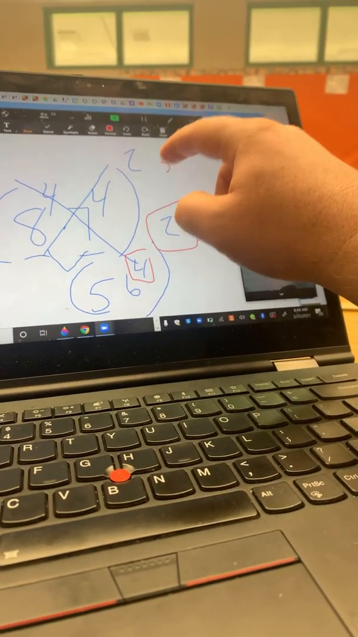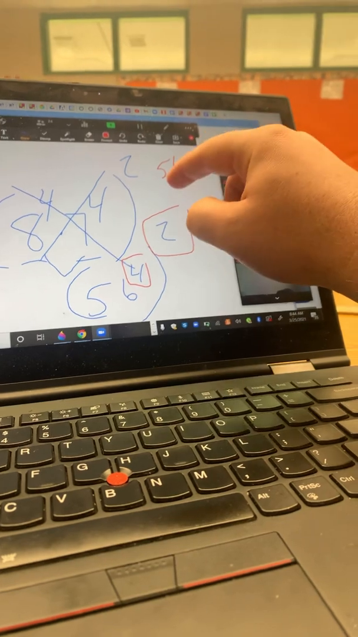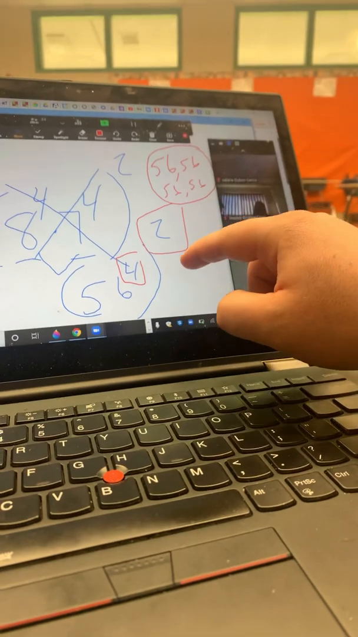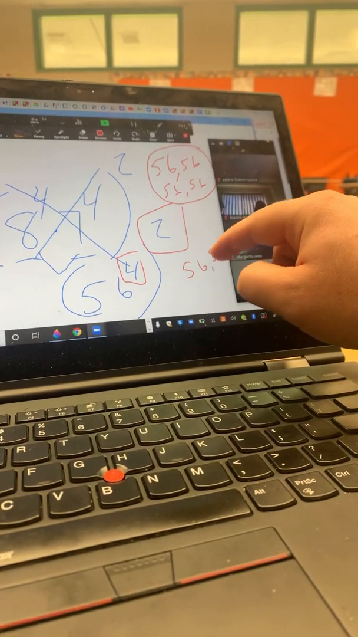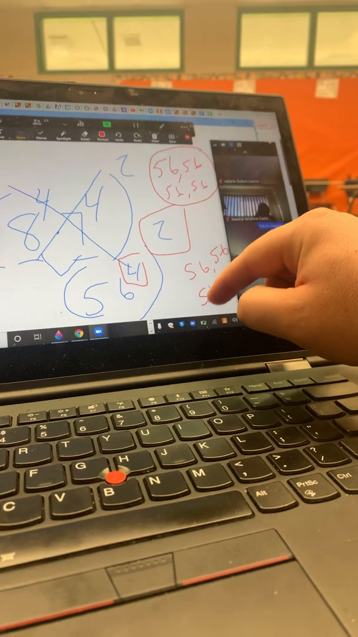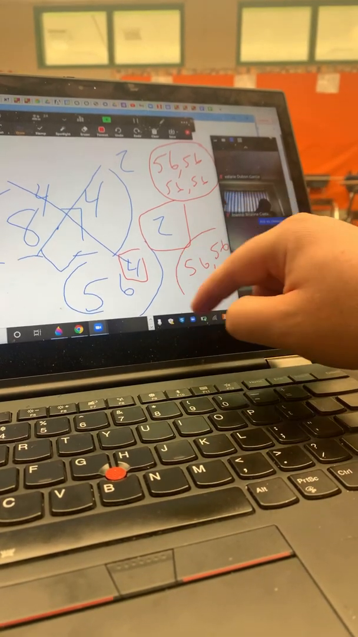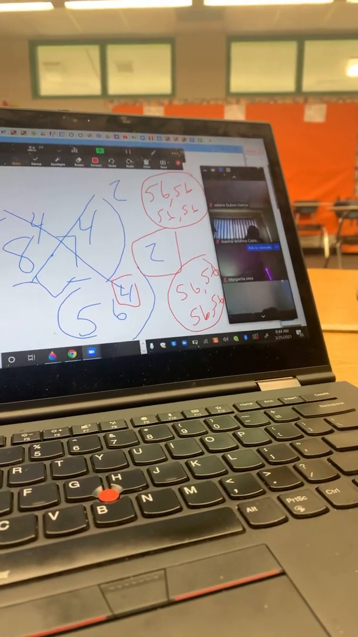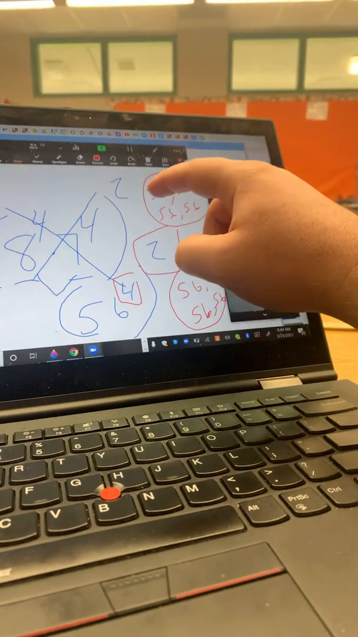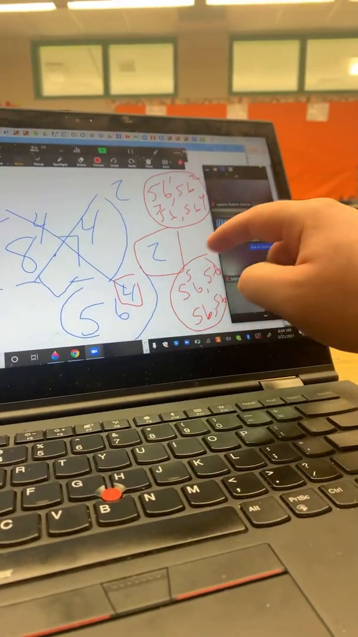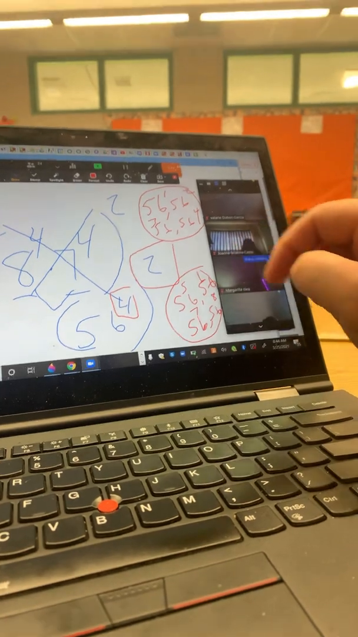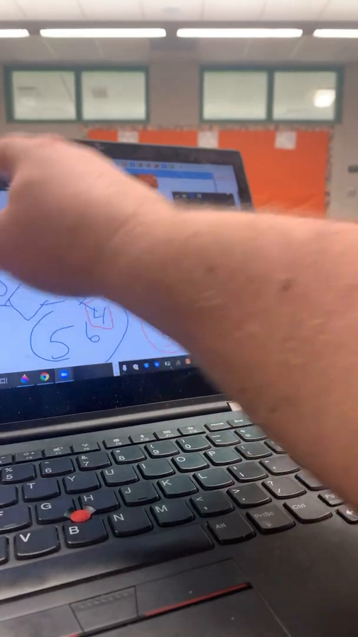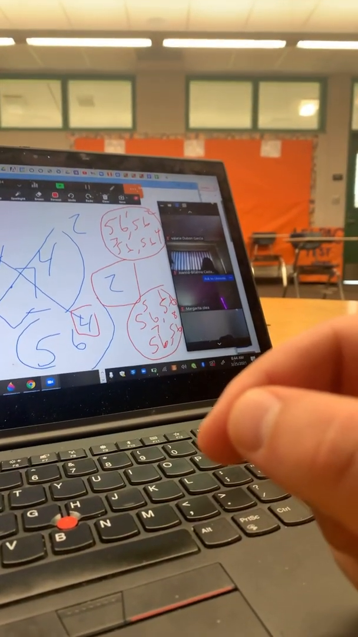So we can do this. 56, 56, 56, 56. Boom, there's one group. 56, 56, 56, 56. 2 groups. Okay, so how many 56s in total? Let's count them. 1, 2, 3, 4, 5, 6, 7, 8. Very good. So our answer is going to be 56 to the 8th power, right?